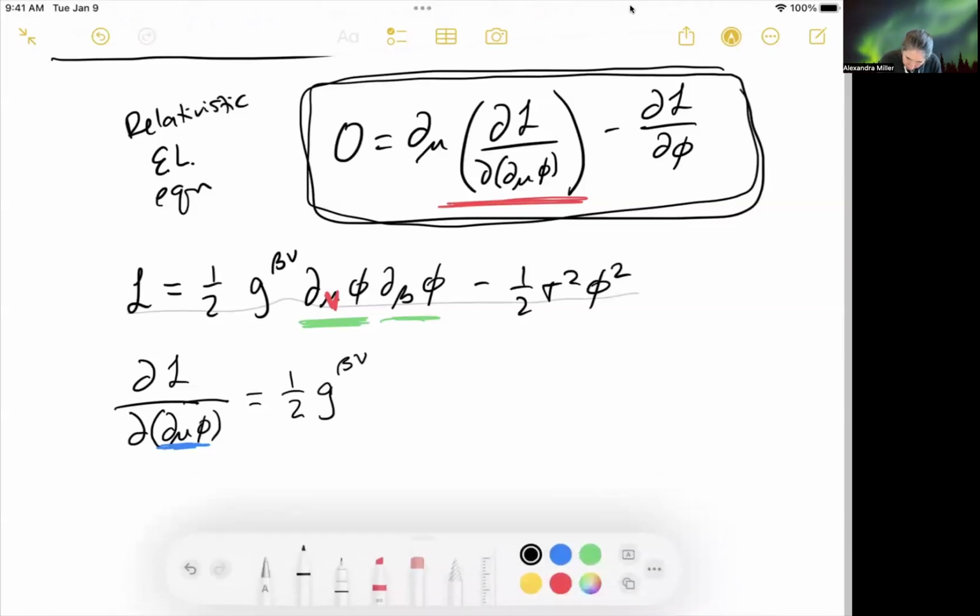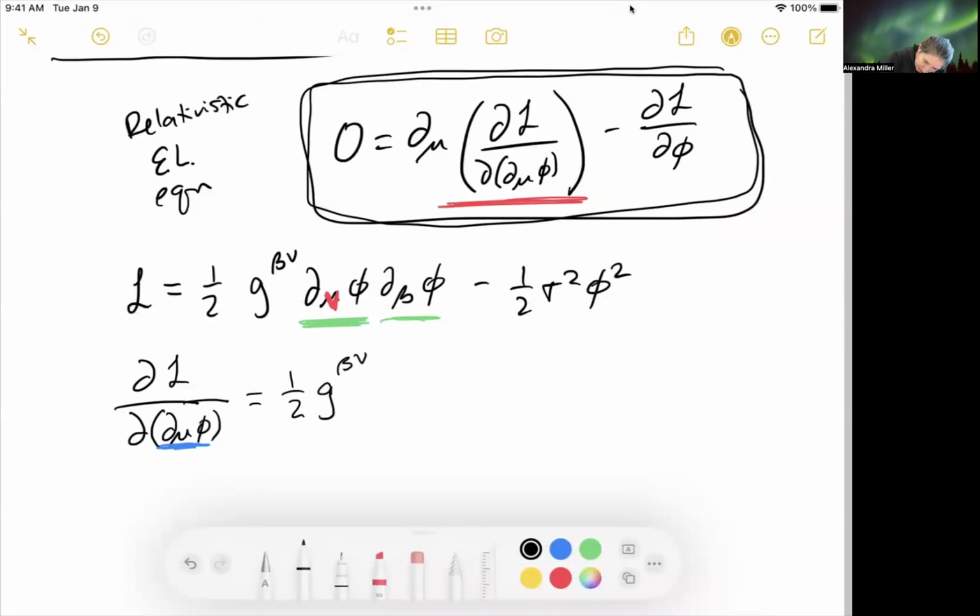Okay, maybe I'll write this as an aside, right? So d over d d mu phi of d nu phi is equal to the Kronecker delta, nu mu.